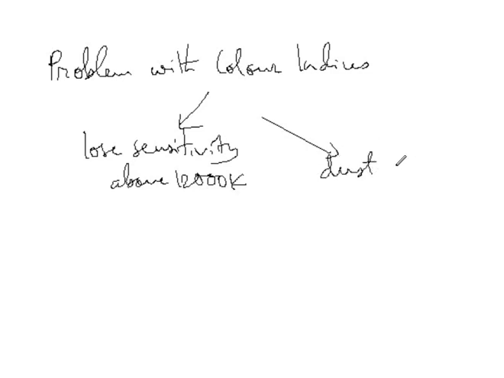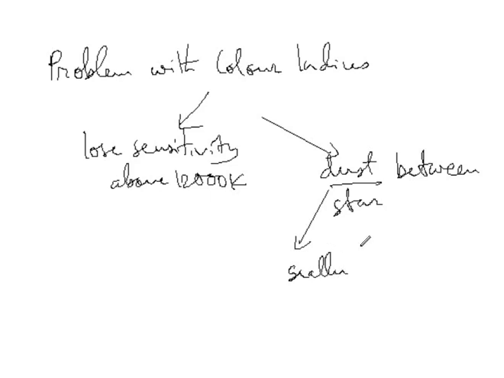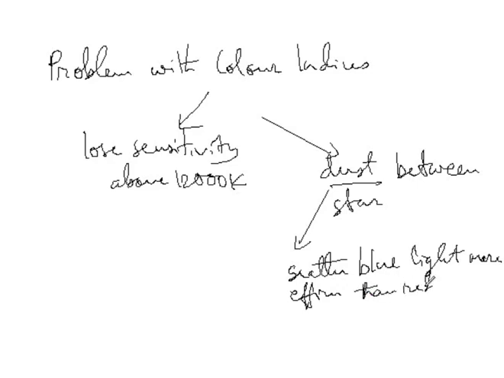This I have already mentioned before, dust between the stars. Now these dust particles are very small and have the property that they scatter blue light more efficiently than red light, and this is known as interstellar reddening.